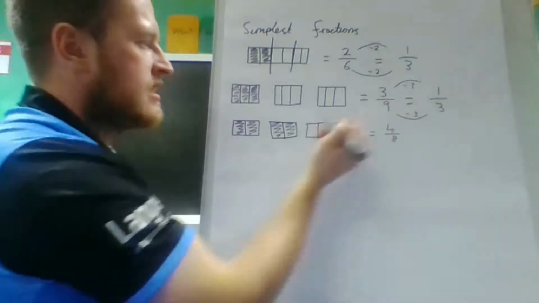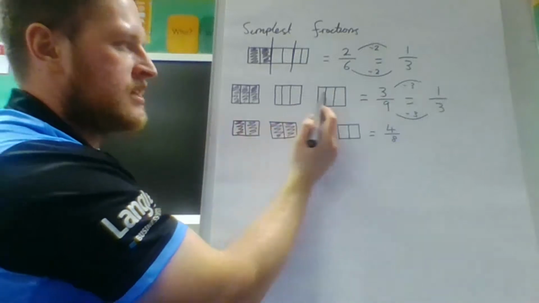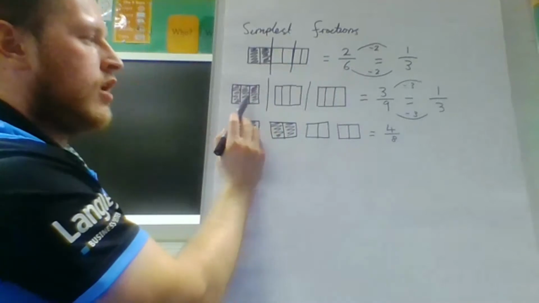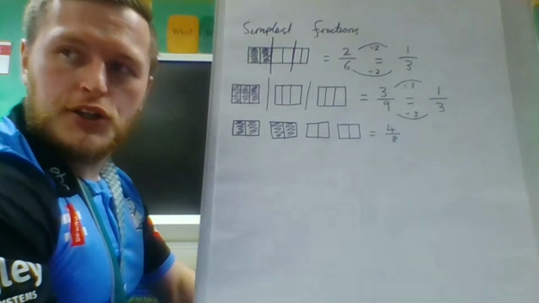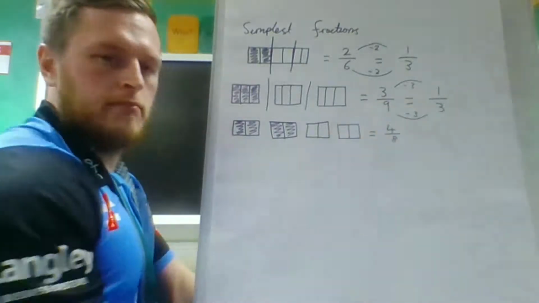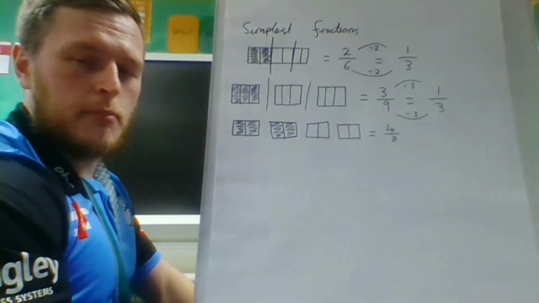And let's look at this. This is 3/9: 1, 2, 3 out of 1, 2, 3, 4, 5, 6, 7, 8, 9. But also it can be 1/3, look. 1 out of 3. And that's what simplest fractions are: keeping the fractions the same value, but making the numerator and denominator as small as possible.